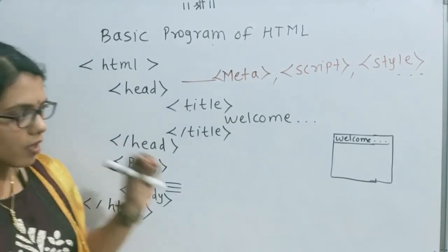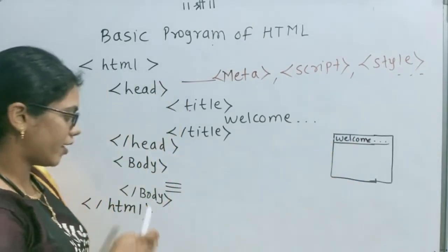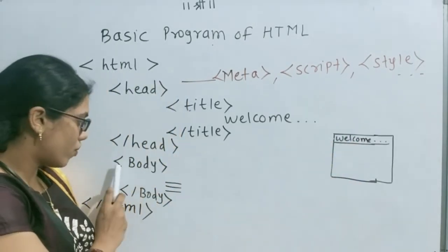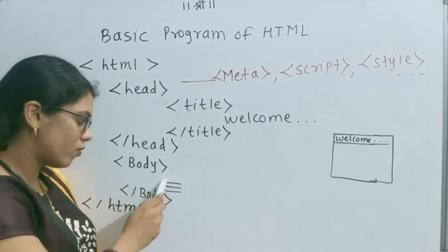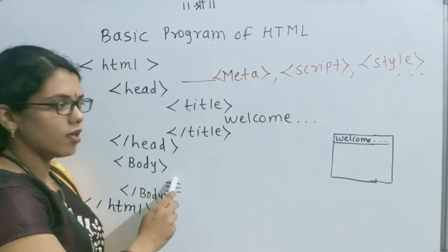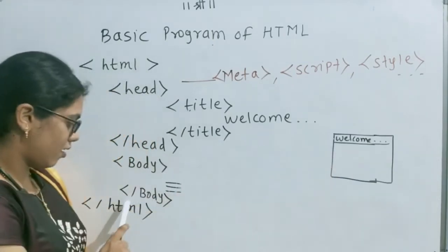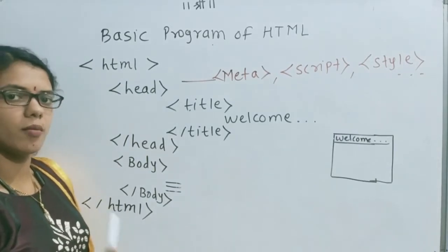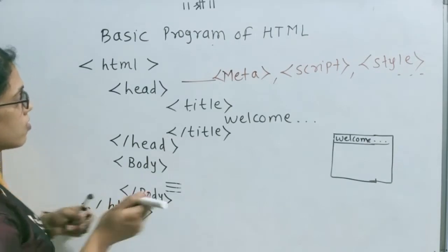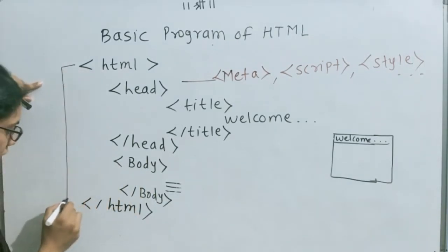Next, our main output display depends on the content of the body tag. So from the body opening tag to the body closing tag, whatever we type inside this part is completely displayed inside the web page. Last, the closing of HTML represents the ending of the HTML document. So first HTML open, HTML close.